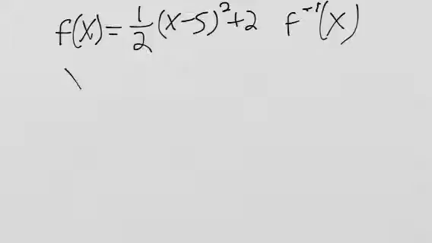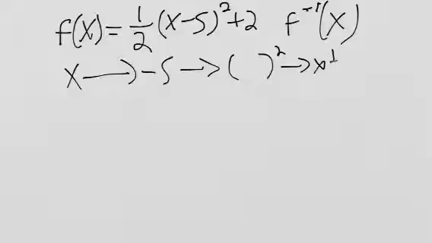So if we're looking at x, what happened was we subtracted 5, and then we squared that, and then we multiplied by 1/2, and then we added 2. Okay, so now what we have to do is take x and undo everything.